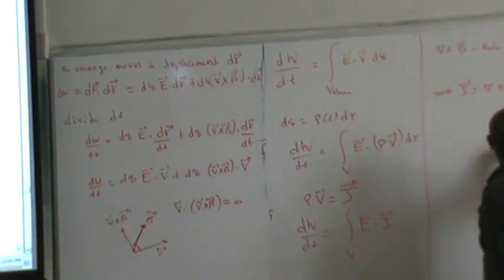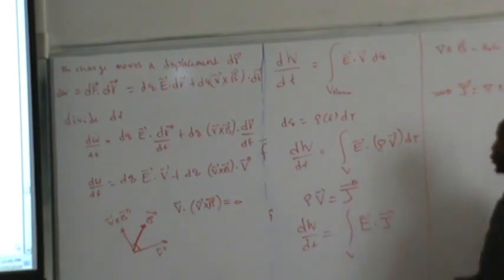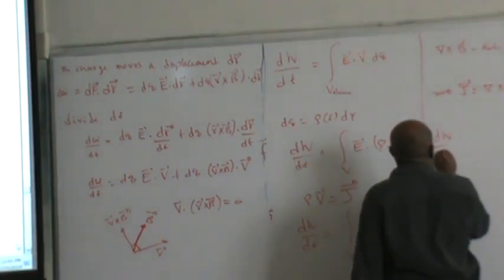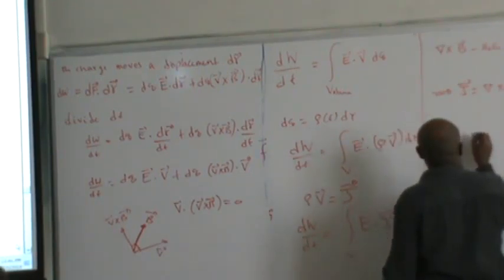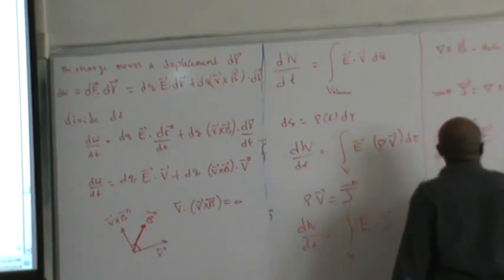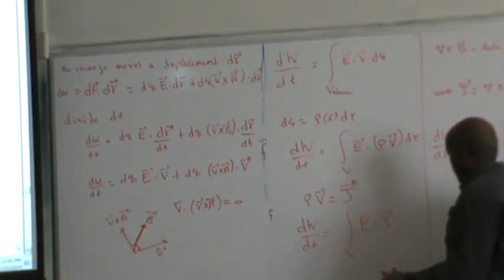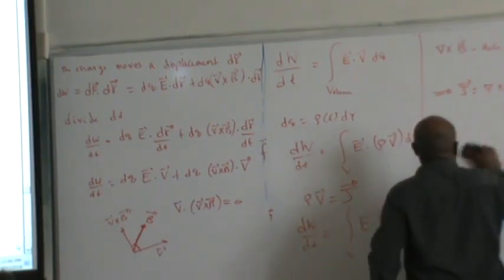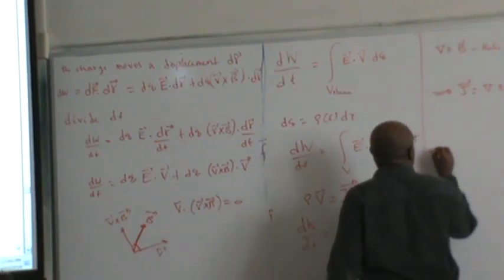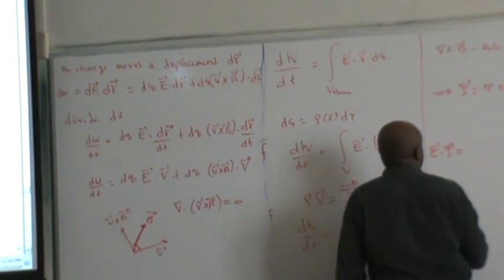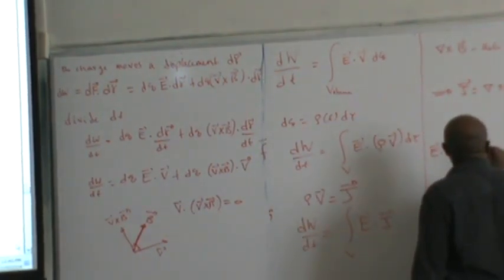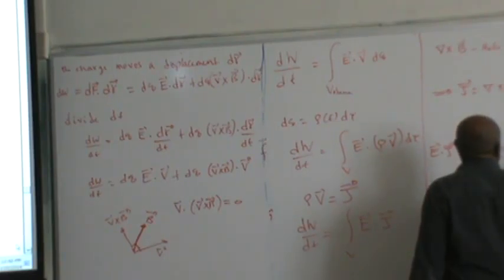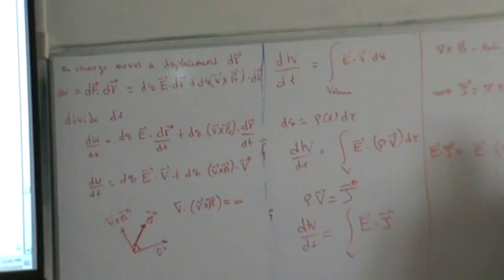Okay, so if I substitute this one in here, what would I get? dW by dt equals to the integral over the volume of the electric field dotted... Okay, before I substitute, let's find a simple relation for E dotted J. So E dotted J equals to E dotted with curl of B over mu naught minus epsilon naught E dotted dE by dt.